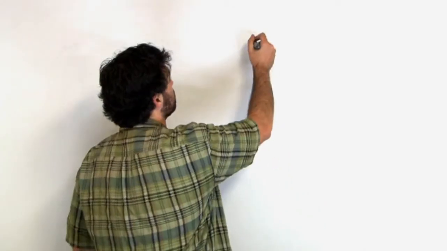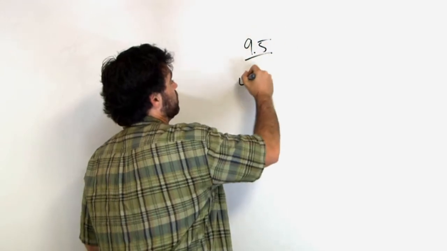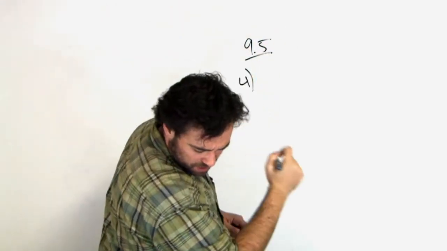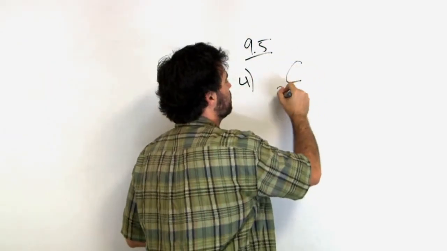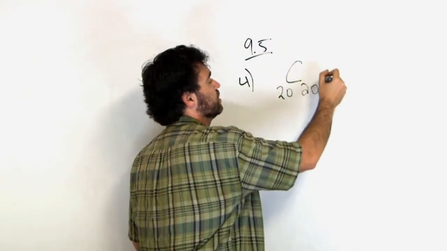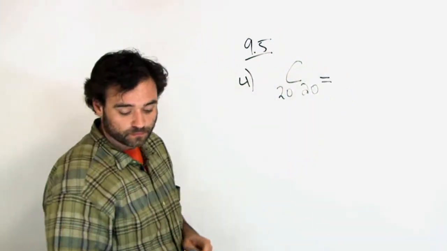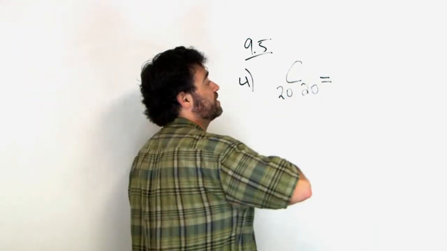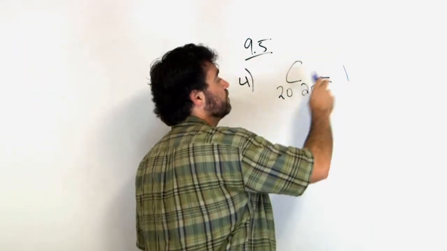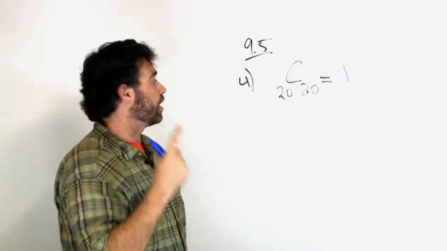Welcome, class. Welcome back. We're going to go over the homework from section 9.5, and we were dealing with the binomial theorem. So let's take a look at section 9.5, and the first question, question number 4, asks us to find C20, 20 choose 20. 20 choose 20, we should realize, is just 1. There's only one way for 20 people to choose 20 things. That's 1. Very good.